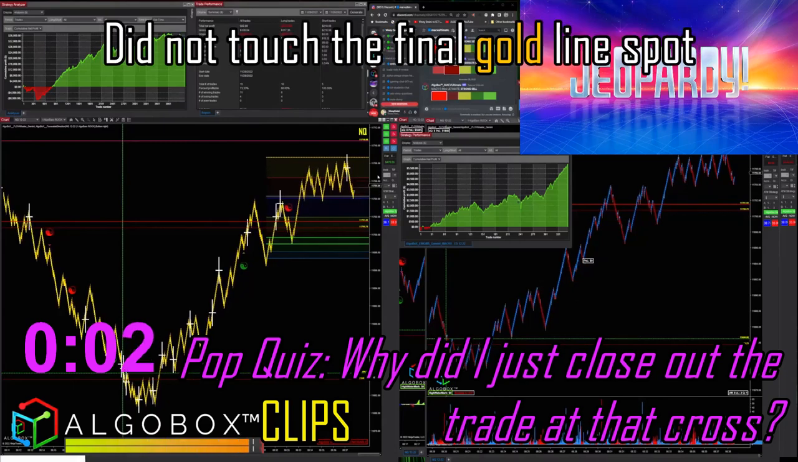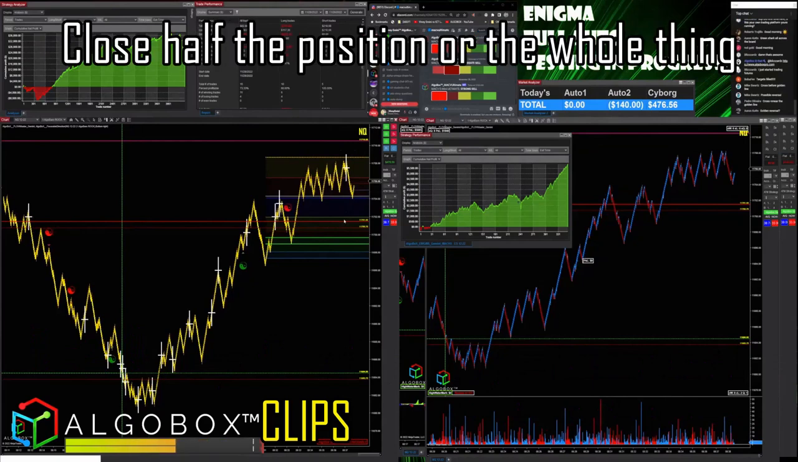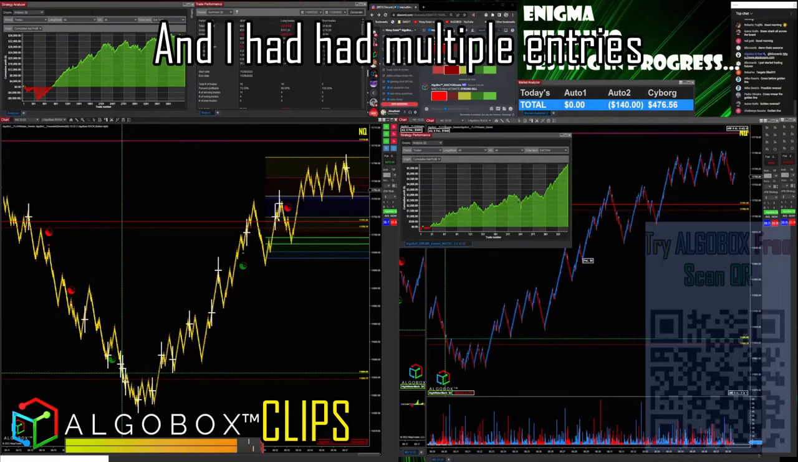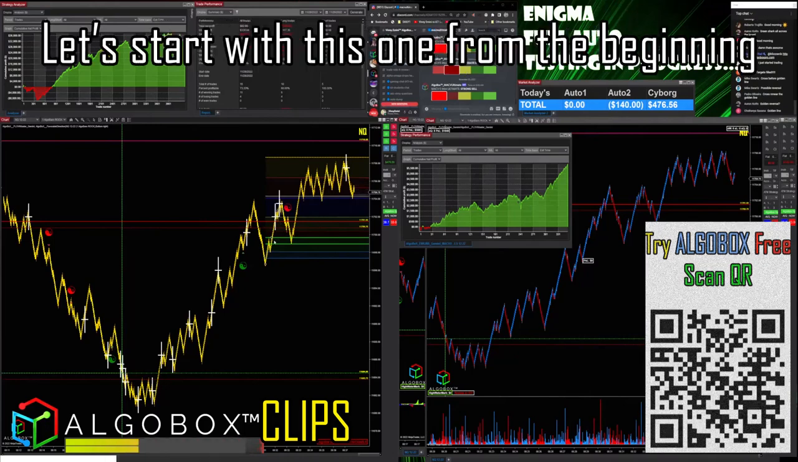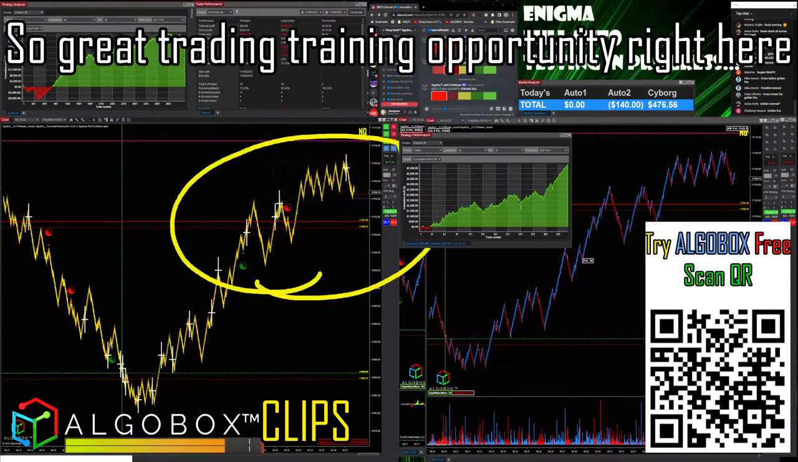Did not touch the final gold line spot. Couple of things. Yes, possible reversal. Close half the position or the whole thing. And I had multiple entries. Let's start with this one from the beginning. So great trading training opportunity right here.